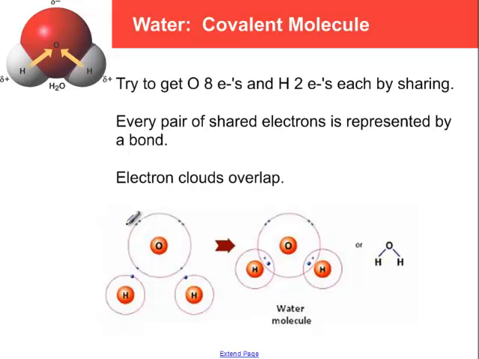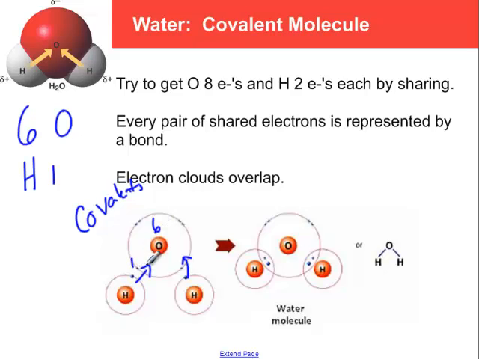So let's look at water situation. Oxygen's got 6 electrons. Hydrogens only got 1. Now this oxygen here looks at these little hydrogens and says, what if we work out a deal? What if we cooperate? What if we make covalent bonds? What if you take your little electron and give it to me for part of the time? And you take your little electron and give it to me. And I'll have my 6 plus your 1 and your 1, and I'll have all 8.